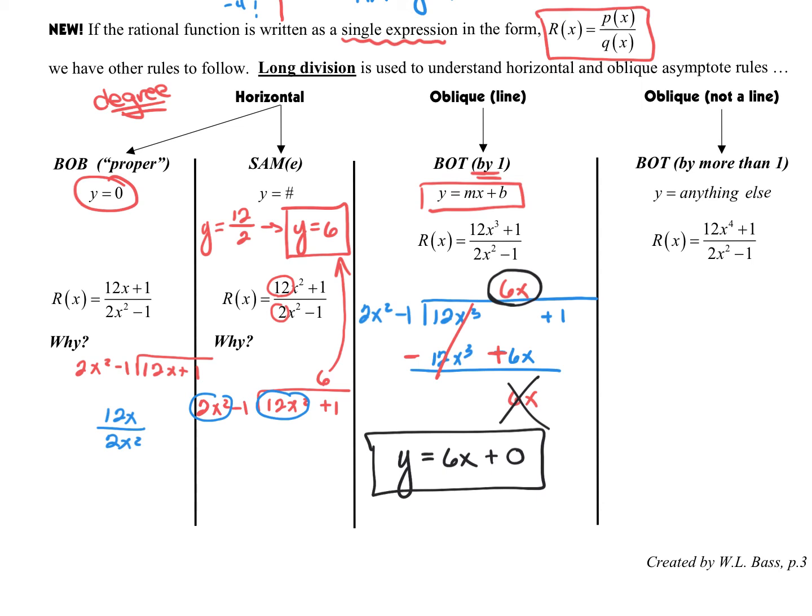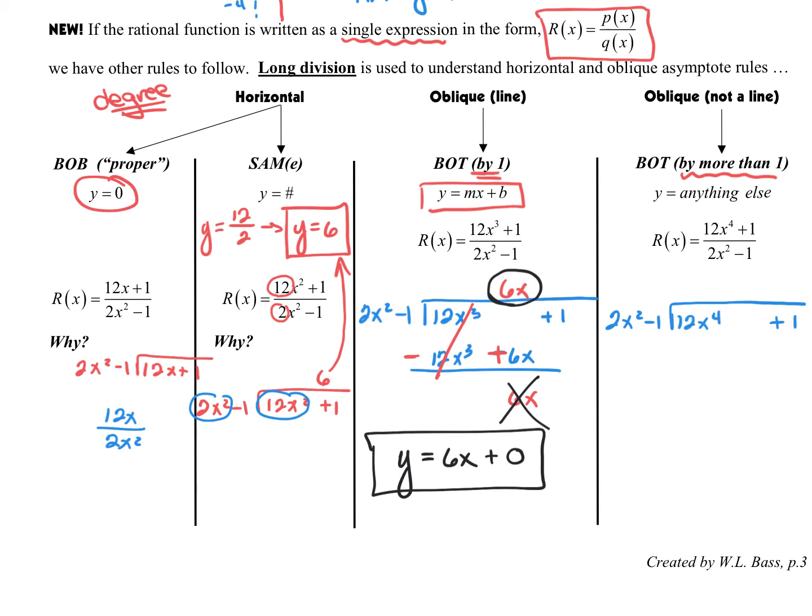Now, if we have a bigger degree on the top, and it's by more than 1, then we could get any variety of types of things, okay? And again, whenever you have an oblique, you have to do long division. You should never need to do long division over here. So I'm going to have my 2x squared again, minus 1, and I'm going to have my 12x to the 4th, and I'm just going to give myself some space here for my plus 1.